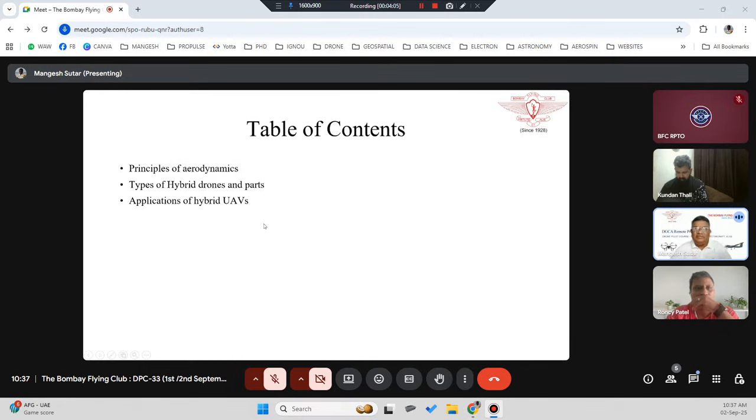Okay, so let's see the principles of aerodynamics as applicable to hybrid drones also. So, types of hybrid drones, parts and applications of hybrid UAVs.